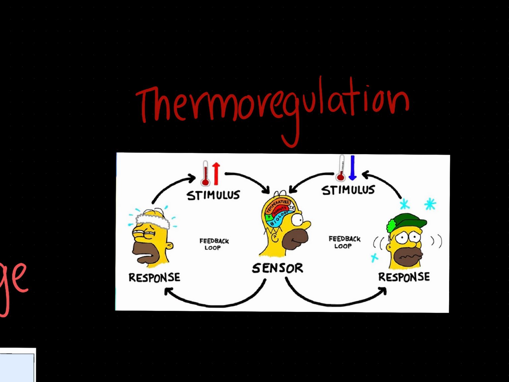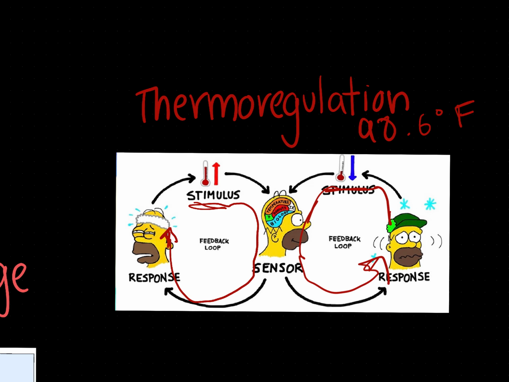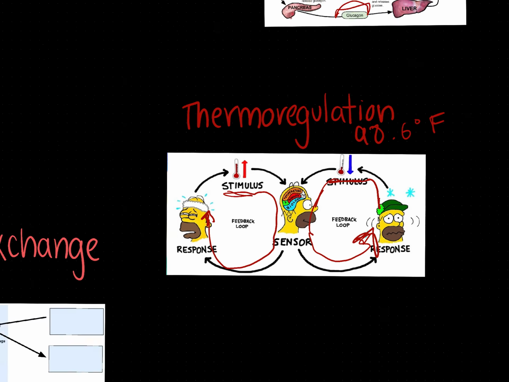Another way is thermoregulation, right? We need to stay at 98.6 degrees Fahrenheit. So if we get too hot, we sense that, and then our response is to sweat, and that cools us down. If we get too cold, we sense that, and then our response is to shiver, and that warms us back up.